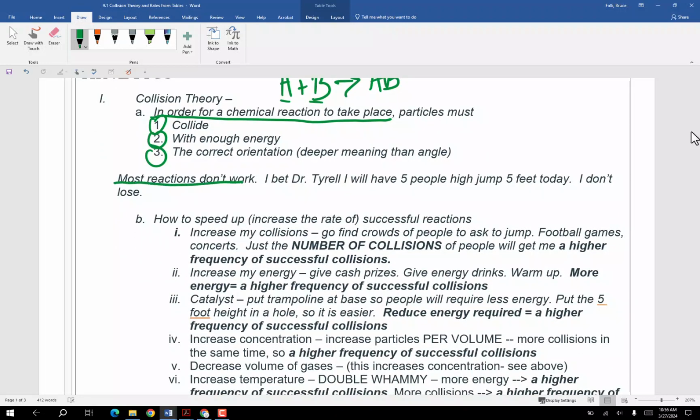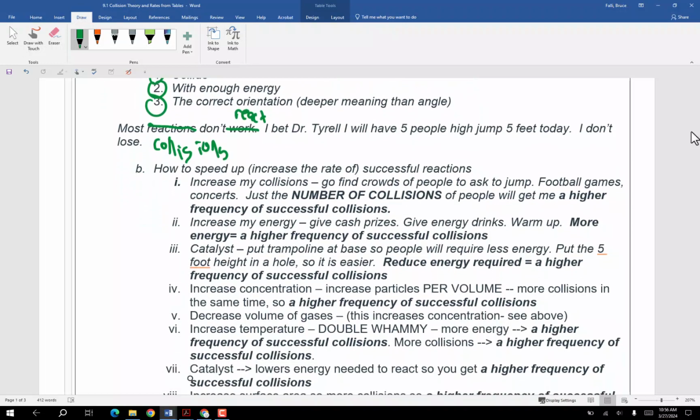Most collisions, I'm going to change that. Collisions don't, instead of work, I'm going to use the word react. How about that? I bet Dr. Tyrell had 5 people high jump 5 feet today. I don't lose. So this is the idea. My reaction is high jumping 5 feet. So this is my analogy.